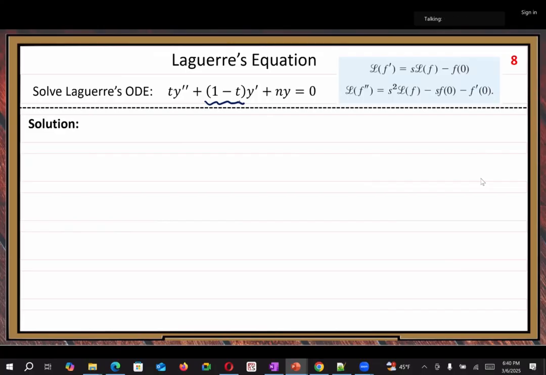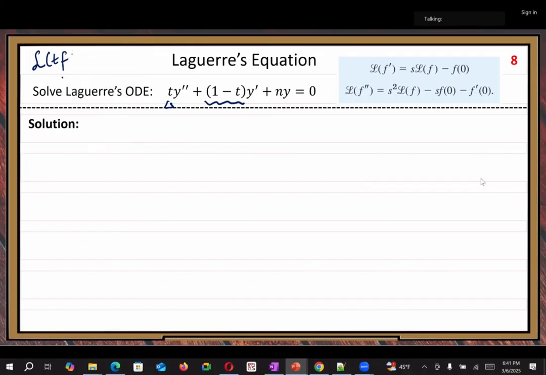Then the derivative formula, but now you have a t multiplier there. We need to use the differentiation formula. t times little f, remember that?